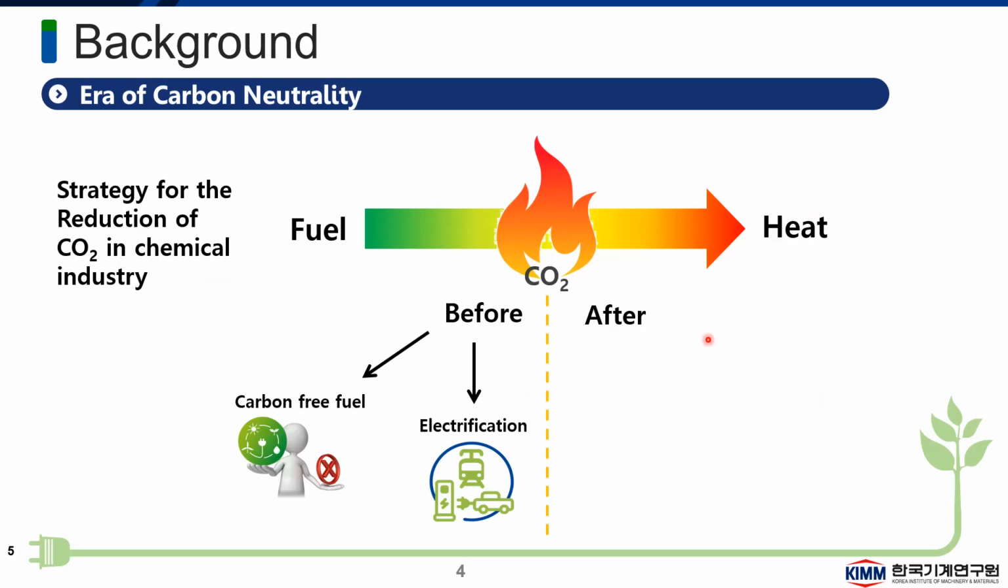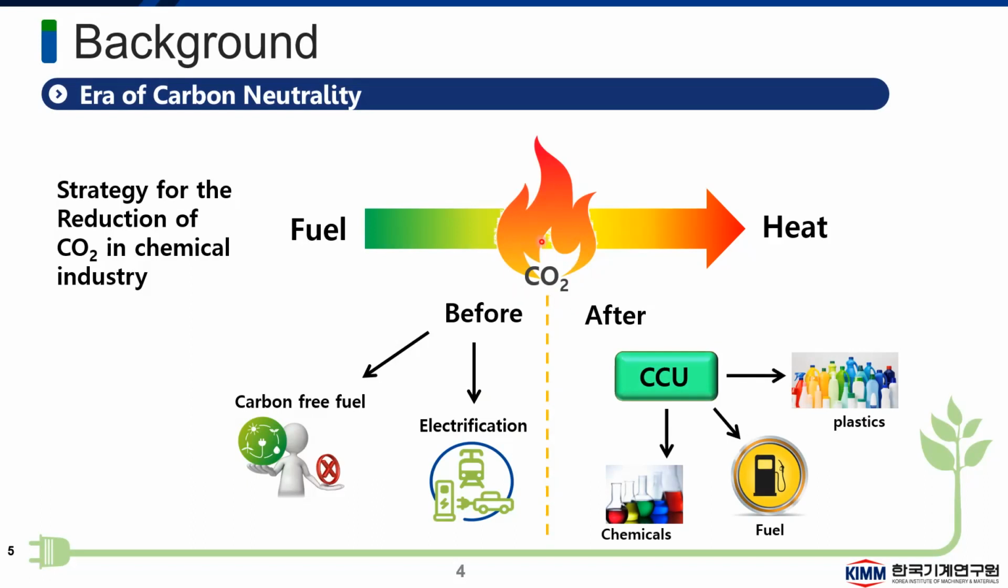There are two strategies to avoid CO2 emission. One strategy is to avoid the combustion process, that is, the use of carbon-free fuel, or to utilize renewable energy for electrification of compounds. The other way is, if we cannot avoid CO2 emission from the combustion process, then we need to capture CO2 and convert it with the help of plasma into other valuable compounds like plastic, fuel, and other chemical compounds.